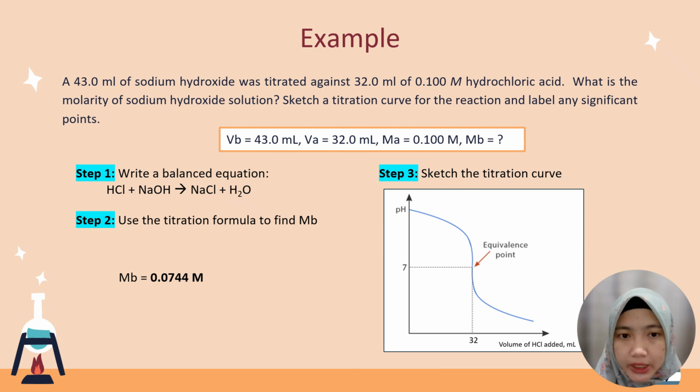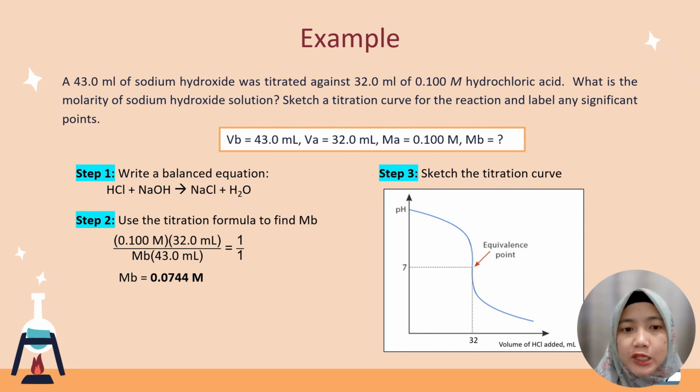To solve this question, firstly, you need to identify or take out all the information given. From the question, we get the volume of base, which is 43 ml, and the volume of acid, 32 ml. The molarity of acid is 0.1 molar. Now you want to know the molarity of the basic solution. So the first step, you need to write a balanced equation between the hydrochloric acid and sodium hydroxide. So this is the balanced chemical equation.